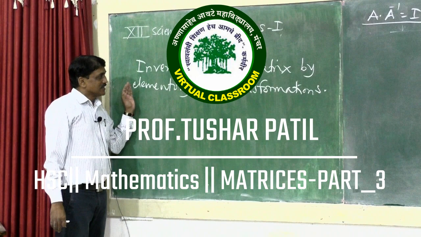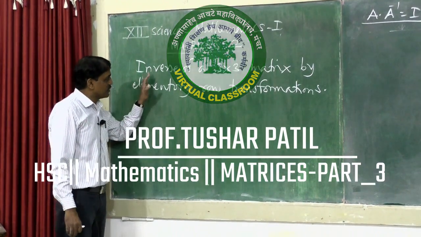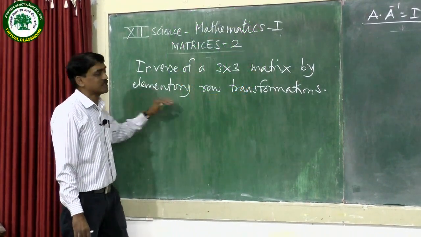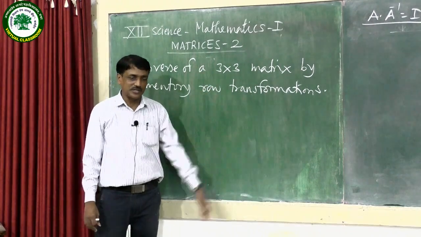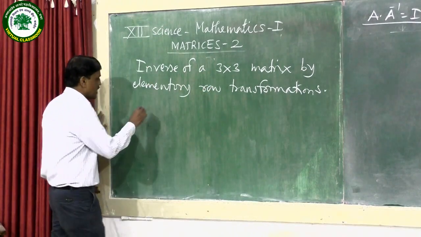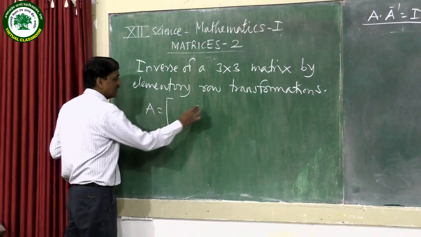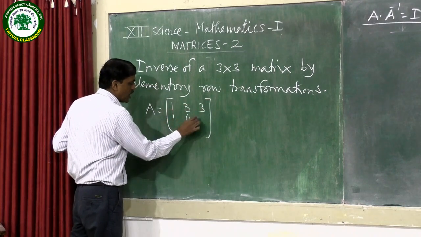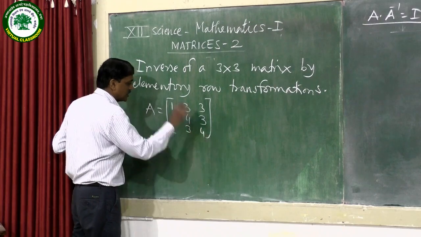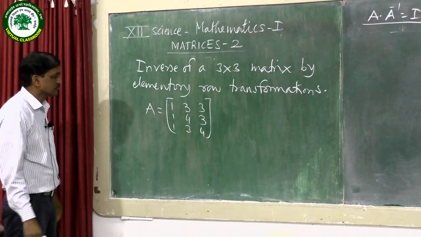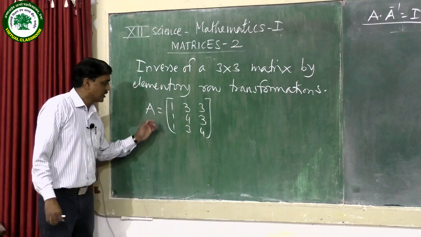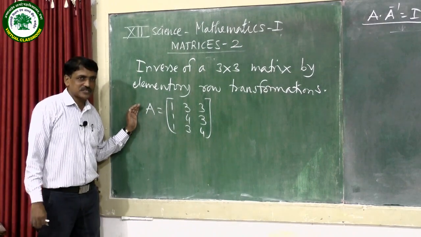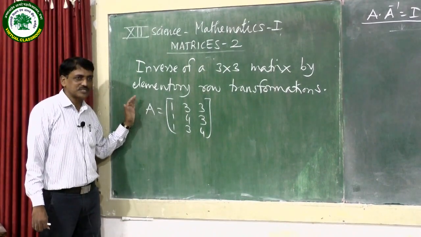Now let us learn how to find the inverse of a matrix using the same row transformations, for order 3 by 3. Take one example. Given matrix A is 1 3 3, 1 4 3, 1 3 4. This is a 3 by 3 matrix. Let us find its inverse using the same transformations.